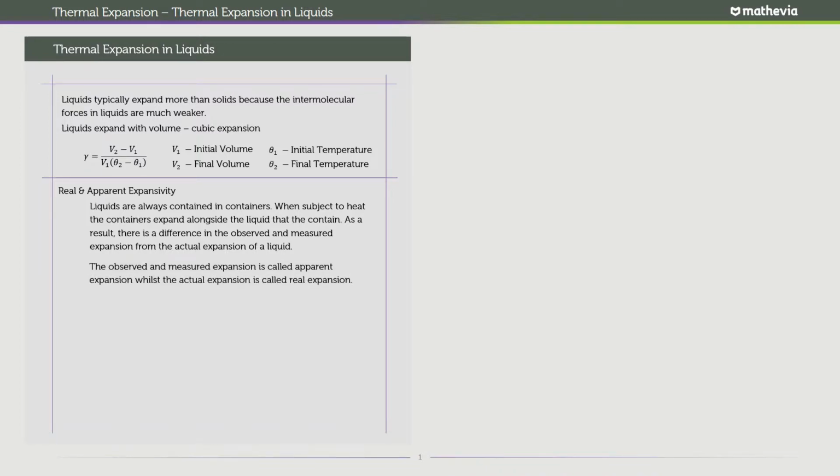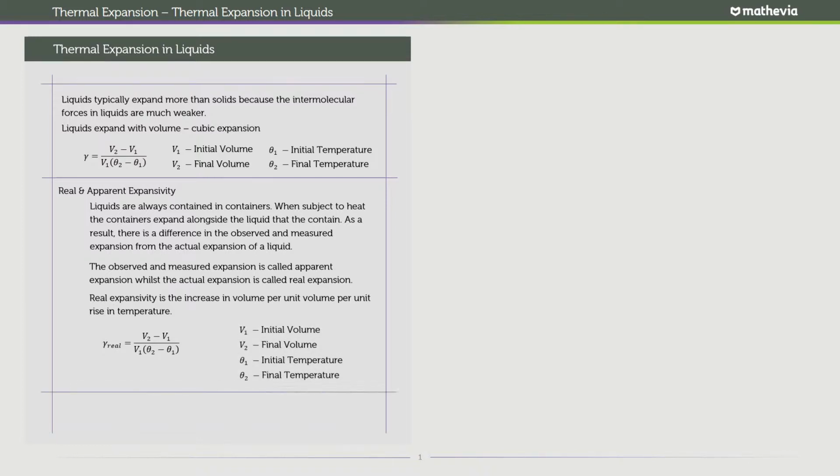The observed and measured expansion is called apparent expansion, whilst the actual expansion is called real expansion. Real expansivity is the increase in volume per unit rise in temperature. So that's exactly what's happening to the liquid. And basically you have the same formula.